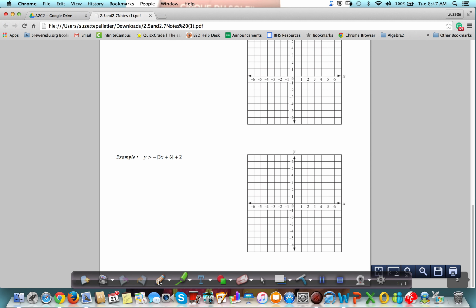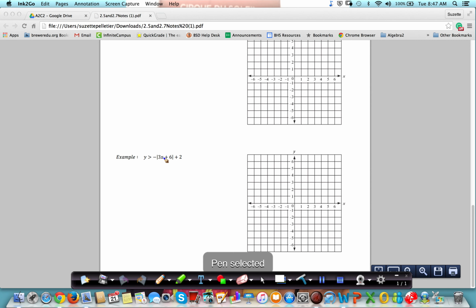Okay, last one. So again, I want you to change this function. We're going to make it say y is greater than the negative absolute value of x plus 6, plus 2. So plus 6 tells me to go left 6. This plus 2 on the outside tells me to go up 2. And this negative tells me that it's going to open down. Right? It opens down. We've reflected it.